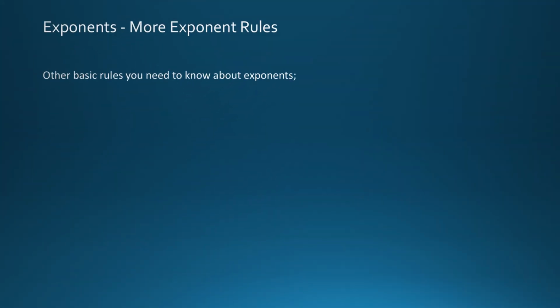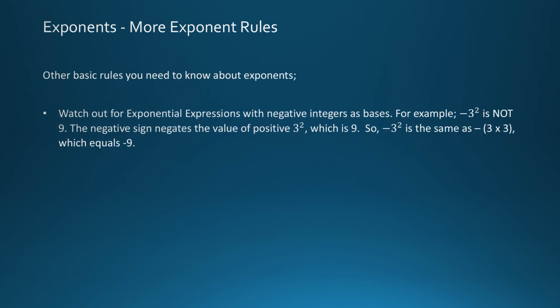Other basic rules you need to know about exponents. 1. Watch out for exponential expressions with negative integers as bases. For example, -3 squared is not 9. The negative sign negates the value of +3 squared, which is 9. So, -3 squared is the same as -3 times 3, which equals -9.